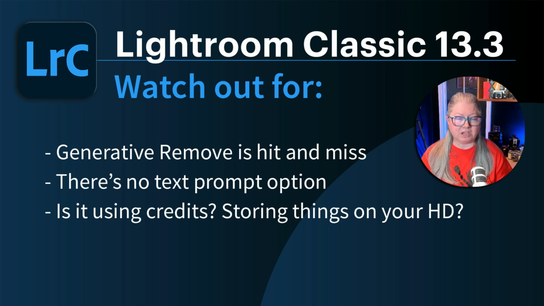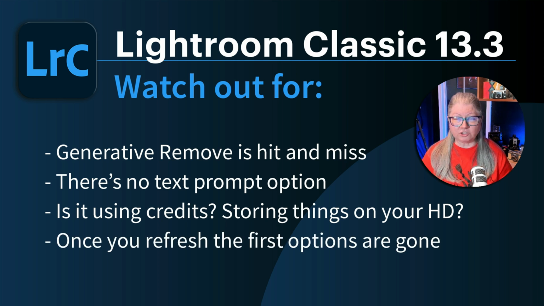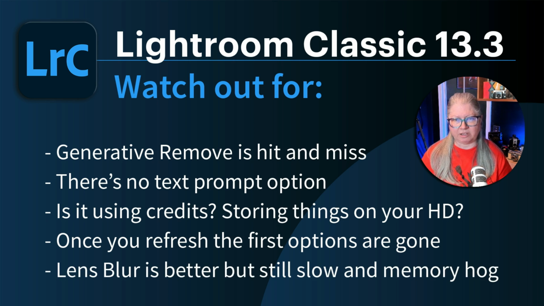Another thing that's not clear to me, and I've not been able to find out so far, is where are these options being stored? Are they being put into your Lightroom catalog, or are they still up in the cloud? And likewise, is Adobe tracking your use? With Photoshop, you have a number of different credits to use for generative tools. Is that the case here? Not sure. If you know the answer to that question, please let us know in the comment area below. And the final two things to note I've already mentioned, which are once you replace the first three options that you get, they're gone and you can't get them back, and that the Lens Blur tool is still a little bit on the slow side.